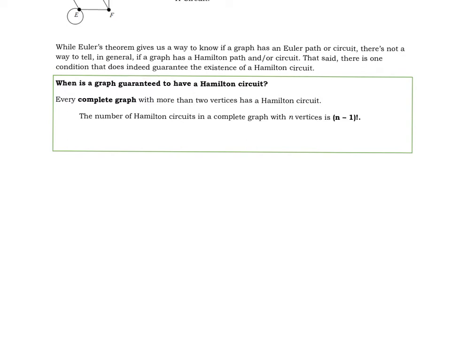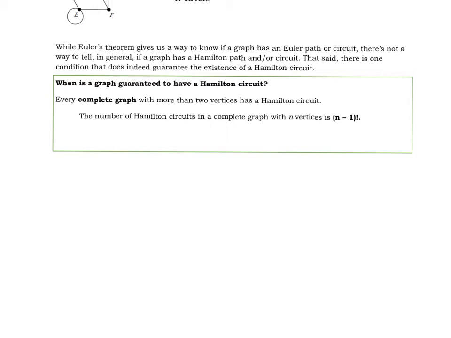While Euler's theorem gives us a way to know if a graph has an Euler path or circuit, there's not a way to tell in general if a graph has a Hamilton path and/or circuit. That said, there's one condition that does indeed guarantee the existence of a Hamilton circuit. When is a graph guaranteed to have a Hamilton circuit? Every complete graph with more than two vertices has a Hamilton circuit.